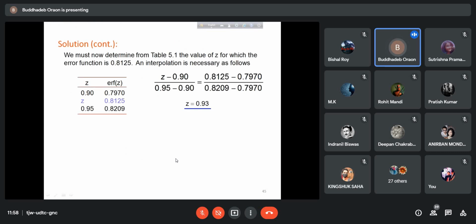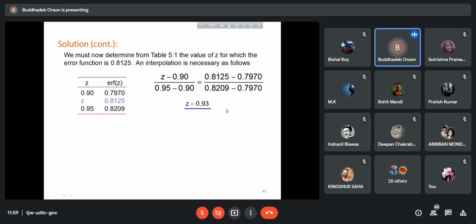Now if I look at the table, I will see that the values of the table are given something like this. Some more values will be there. We have taken only this range because our value is lying within these two values. So this is in between two values. I will perform some interpolation to find the value of z corresponding to this value of the error function, which is 0.8125. If I perform this interpolation, I get this z value as 0.93.